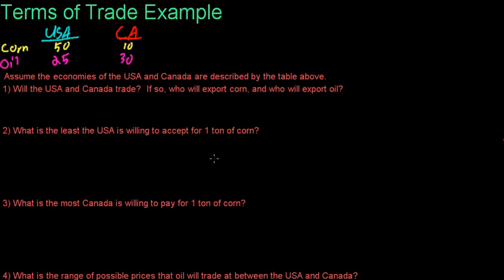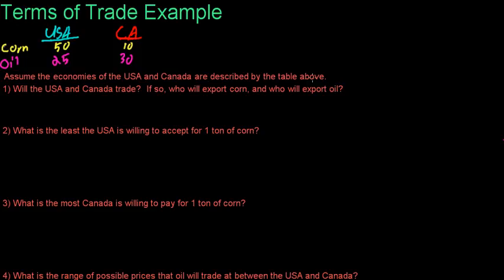All right, so this example is going to be 4 to 5 different little parts that we're all going to break up, but it's going to cover every single thing that we've talked about as far as trade goes, getting all the way down to the Ricardian trade model. So we're just going to assume that the economies of the USA, which will be in blue, and Canada, which will be in red, are described by the table above.